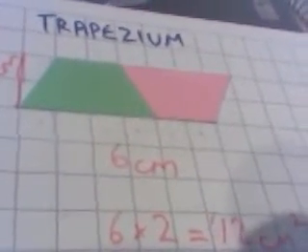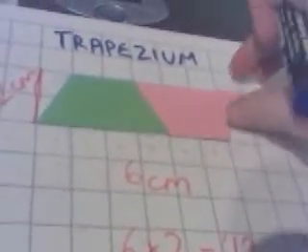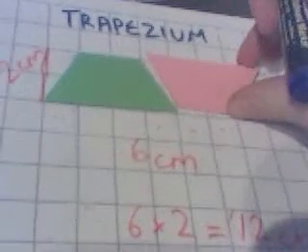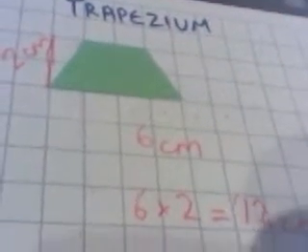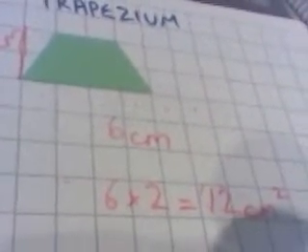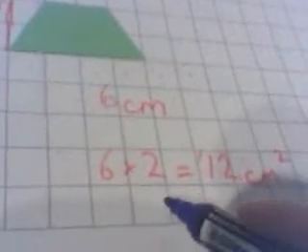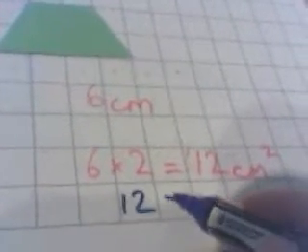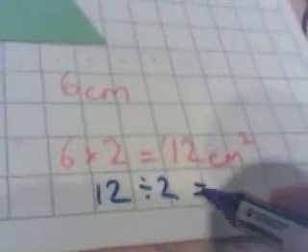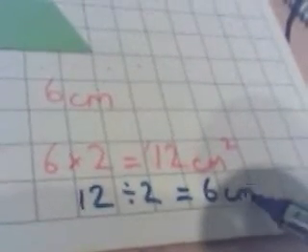That's all well and good if we were finding out the area of the parallelogram, but I don't want the parallelogram, I want the trapezium, which is only half. So half of that would be 12 divided by 2 equals 6 centimeters squared.